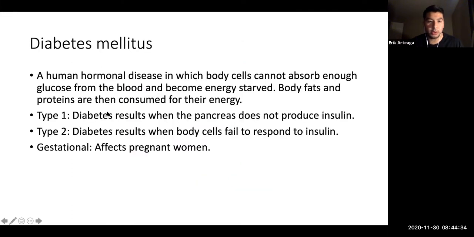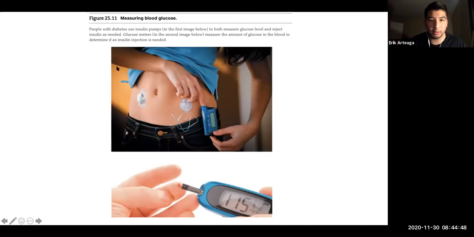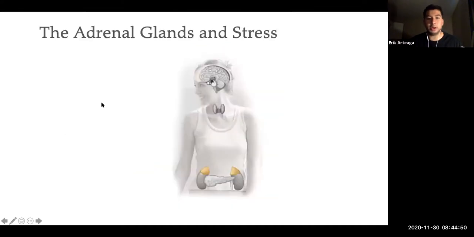Yeah, you can look at that on your own. Diabetes mellitus, again, you can read through this. It's fine. I already explained that. Measuring blood glucose. Again, there's monitors.